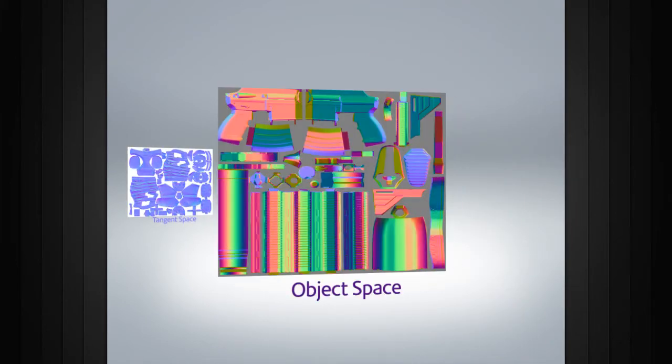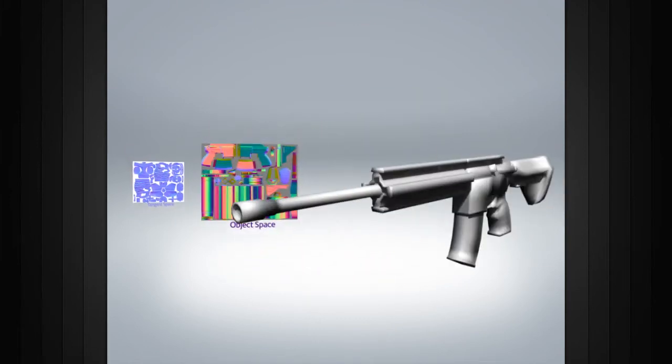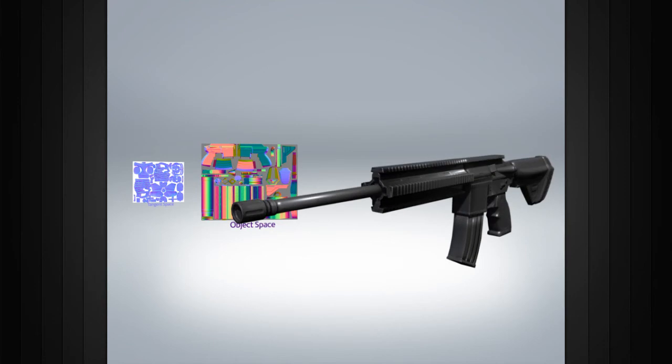An object space normal map has more of a rainbow-like assortment of colors and has slightly improved performance compared to tangent space maps. Object space maps can be used for objects that need to move and rotate but don't necessarily need to deform, such as a game weapon, vehicles, or buildings.